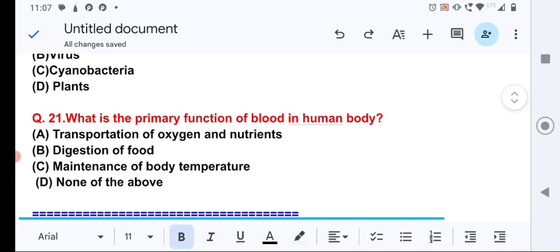Now, the last question of this video, that is question number 21. What is the primary function of blood in the human body? The primary function of the blood is transportation of the oxygen and nutrients, whereas other functions such as excretion and transportation of hormones are also important. And here the chief function is transportation of the oxygen and nutrients.